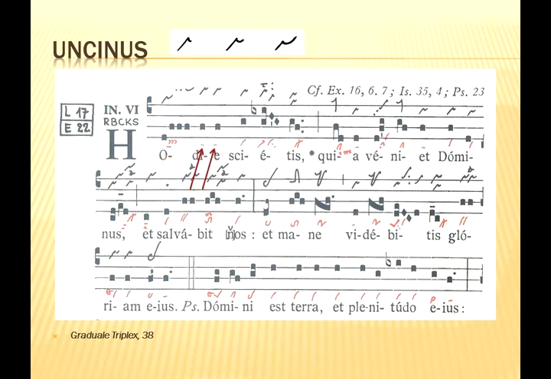The second two syllables of hodie are notated in the Sangal notation with tractuli. Laon uses uncini. The first syllable of the word sciatis is notated in the Sangal notation with a virga, denoting a higher pitch level for this new word. Laon uses an uncinus.